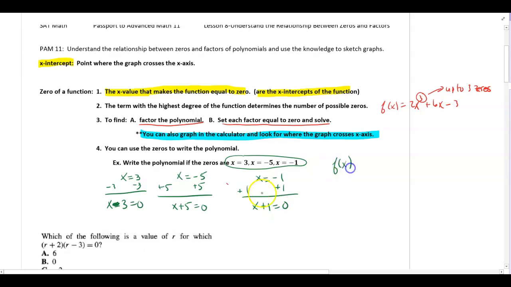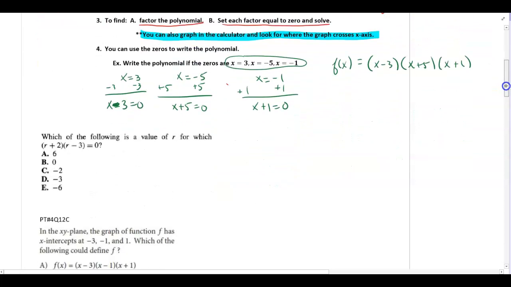And now, these are basically the three factors. So it would be x minus 3 times x plus 5 times x plus 1. I could then take these and multiply them all out if the answers were in that form. Okay? So let's take a look at some examples here.